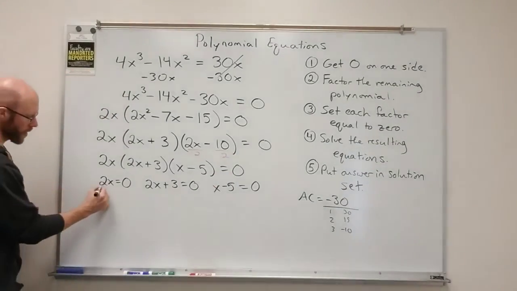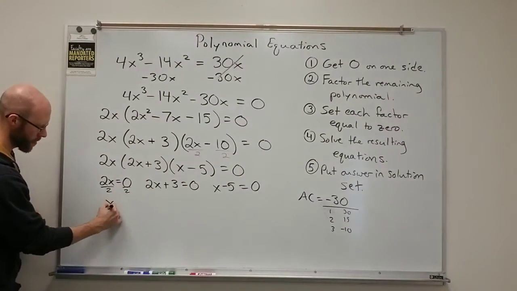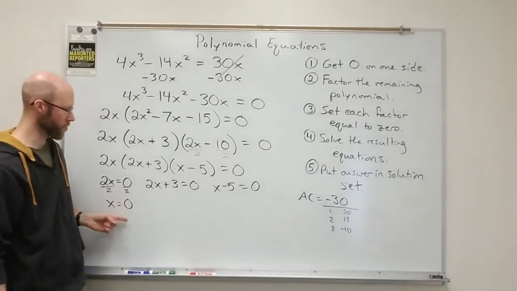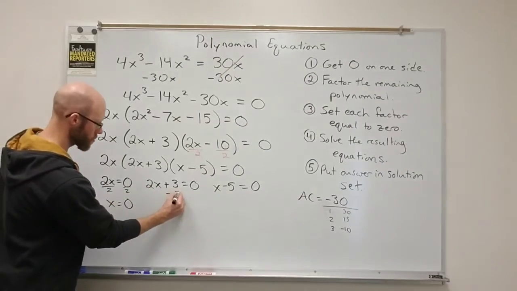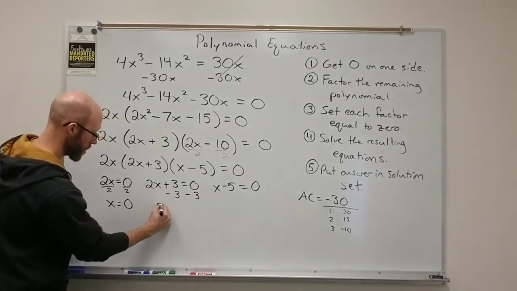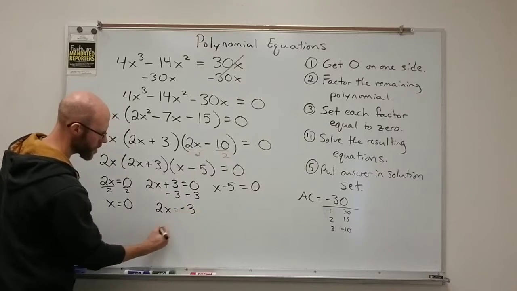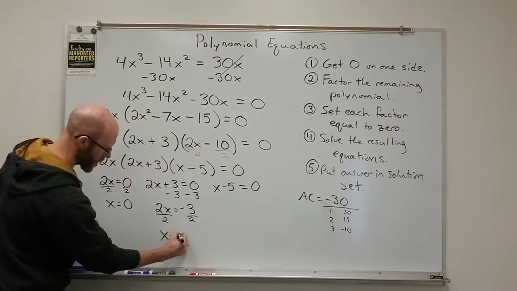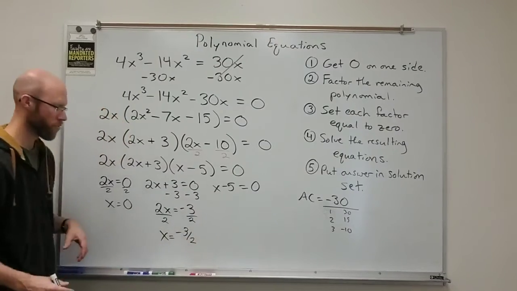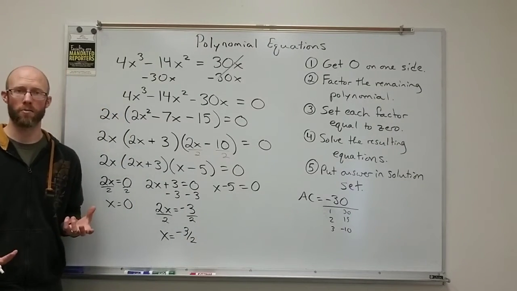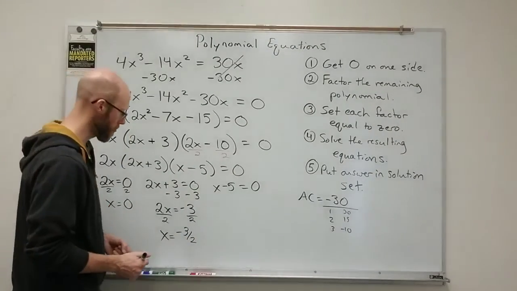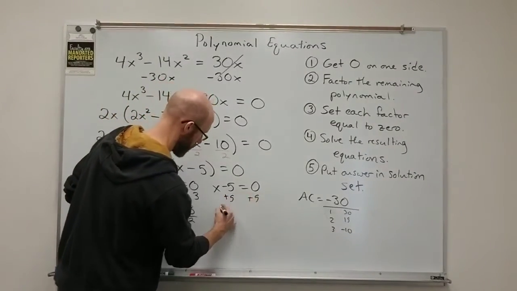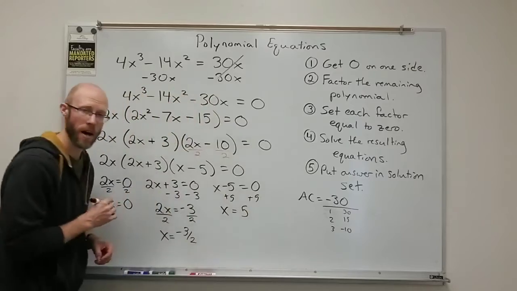Well, the first one, I could just divide out the 2, but it's not going to change anything. 0 is the solution there. Here I need to subtract a 3. I get 2x equals negative 3, then divide by 2, and x is negative 3 halves. Fraction form is fine. If you want negative 1.5, that would be fine as well. Here I add the 5, and I get x equals 5.